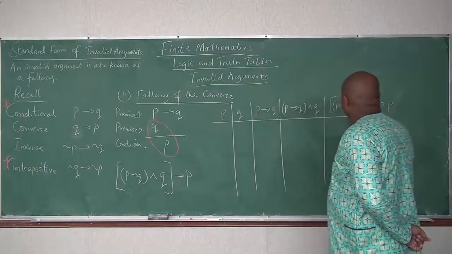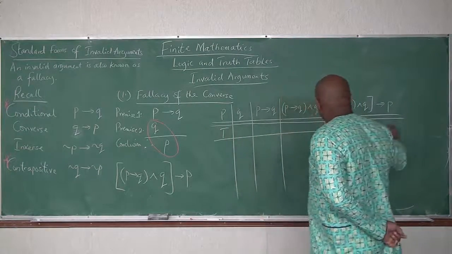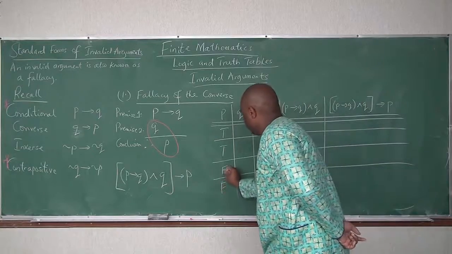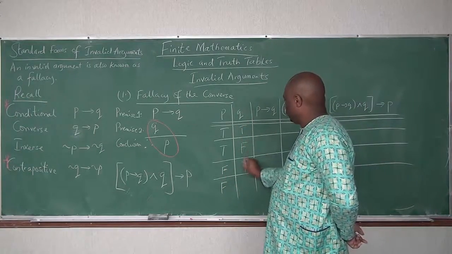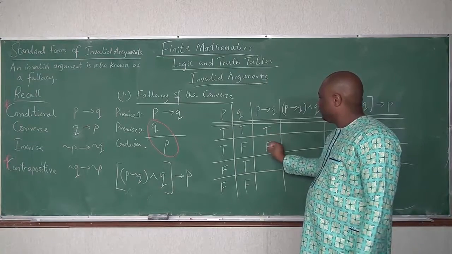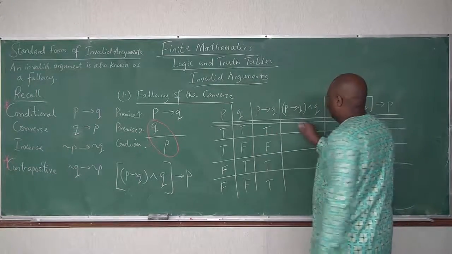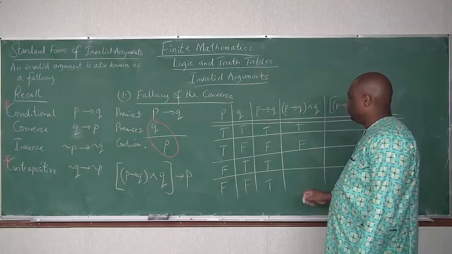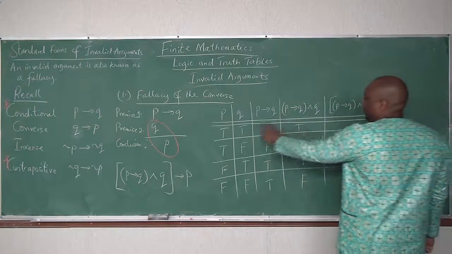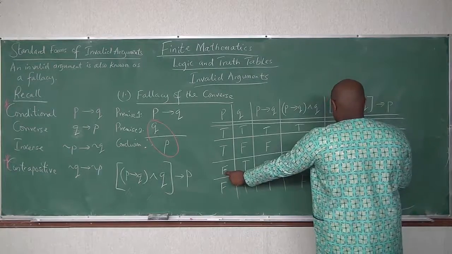As usual, I use two lines to demarcate it. Then P will be true, true, false, false, and Q will be true, false, true, false. So true implies true is true, true implies false is false, false implies true is true, false implies false is true. Then true and true is true, false and false is false, true and true is true, true and false is false. Then true implies true is true, false implies true is true, true implies false is false, false implies false is true.